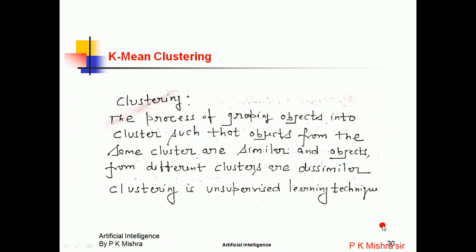Now the next topic is k-means clustering. First of all, we will see what clustering is. It is the process of grouping objects into clusters such that objects from the same cluster are similar and objects from different clusters are dissimilar.